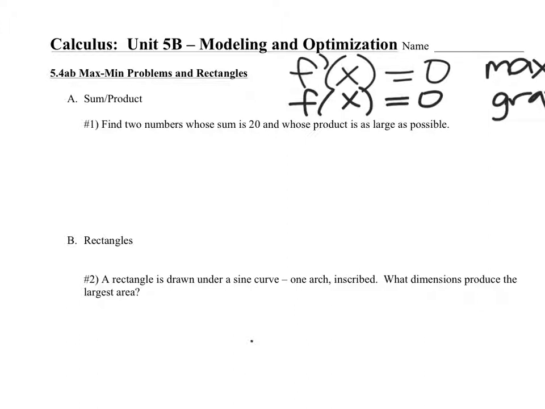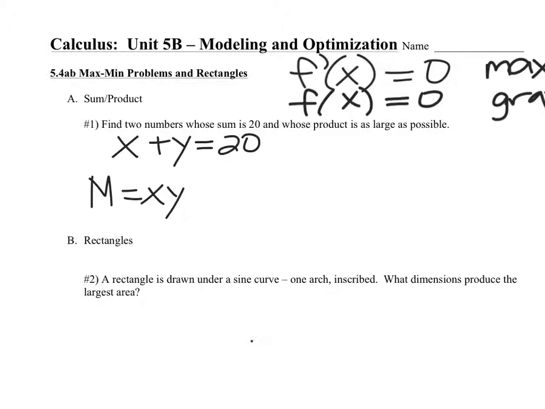Find two numbers whose sum is 20. Let's say one number is x and the other is y, and they add up to 20. Okay, so far so good. Now, these two numbers, x and y, we want to find the maximum product of the two of them. So let's take m and say that we want to maximize x times y.